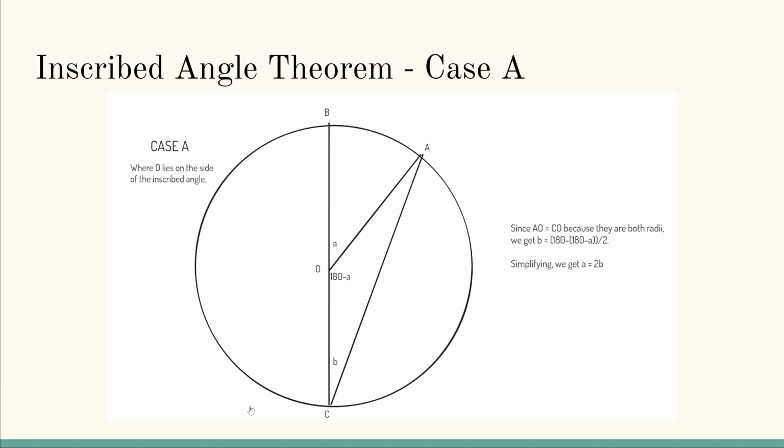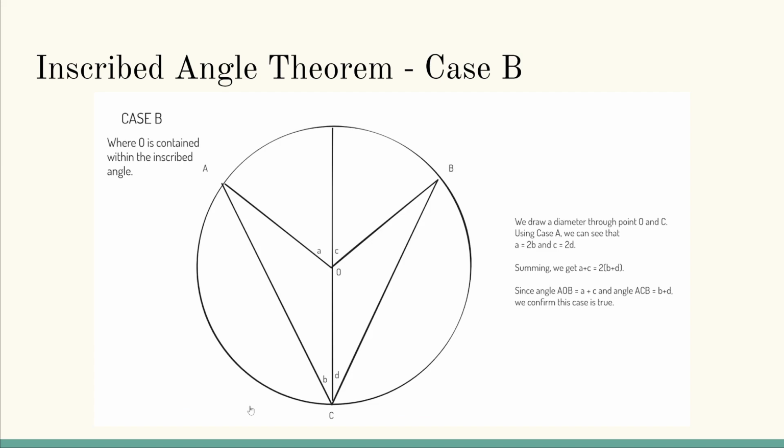So we can basically use the radius and isosceles triangles to get that A equals 2B, which proves our first case. We just manipulate our angles, basically. Then we have case B, which is more complicated, where O is in the center. So we draw the diameter, and then using case A, we get that A equals 2B and C equals 2D, referring to the diagram.